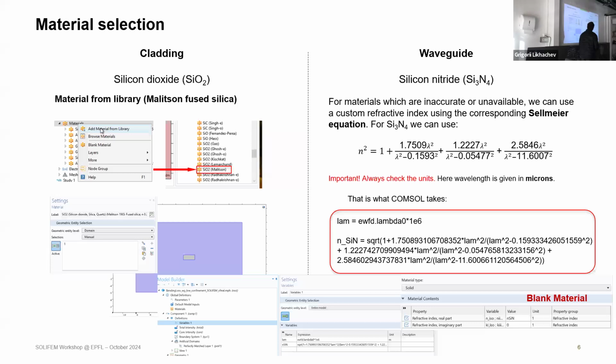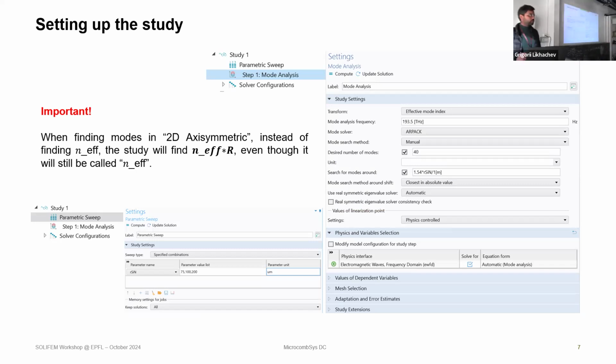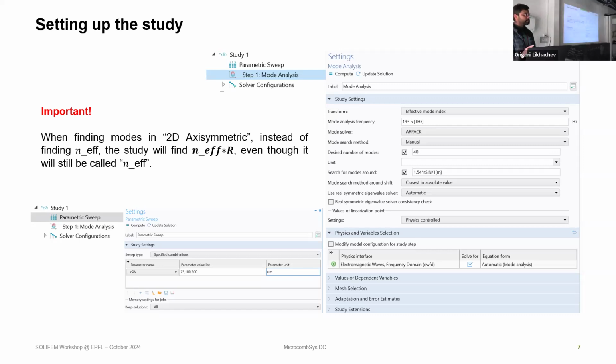That is why you see in my setting of the parameter, search for modes around 1.54 times RS, the radius of silicon nitride. If it were a linear waveguide, you would have only said find modes around 1.5 or whatever. But you multiply by the radius. That's how you do it in COMSOL, and that needs to be taken into account in all axial symmetric models. So I've written here what I was finding: when finding modes in 2D axisymmetric, instead of finding an effective index, the study will actually find the effective index multiplied by R, even though it will still call it the effective index. That's the COMSOL thing.